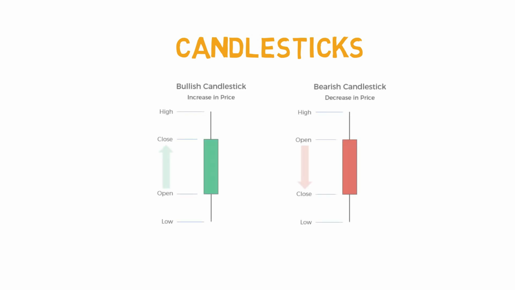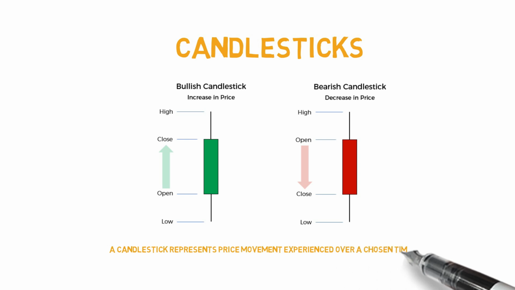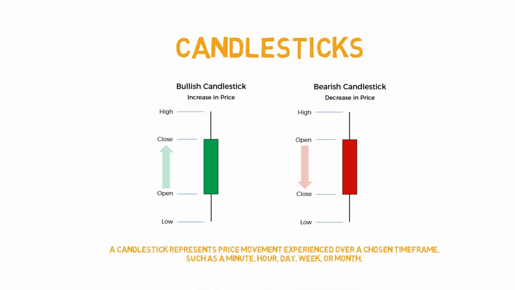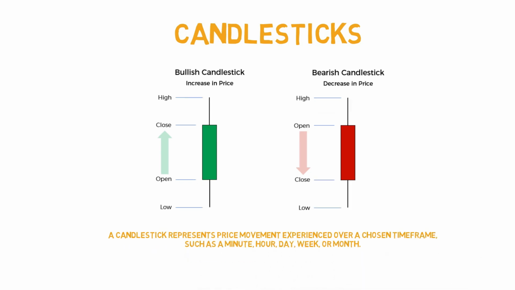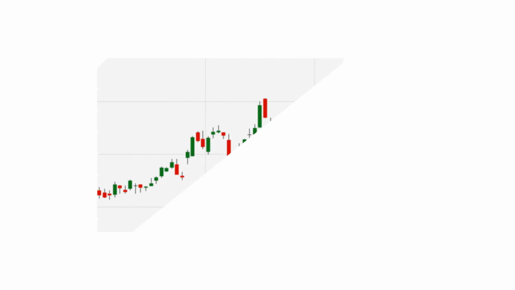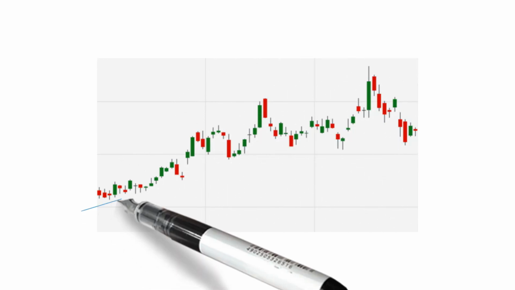This simple chart type is able to describe the open, close, high, and low prices experienced over a period of time. The period of time can be as short as 1 minute or as long as a month. With enough time, these candlesticks group together to form the chart and patterns traders use to conduct technical analysis.